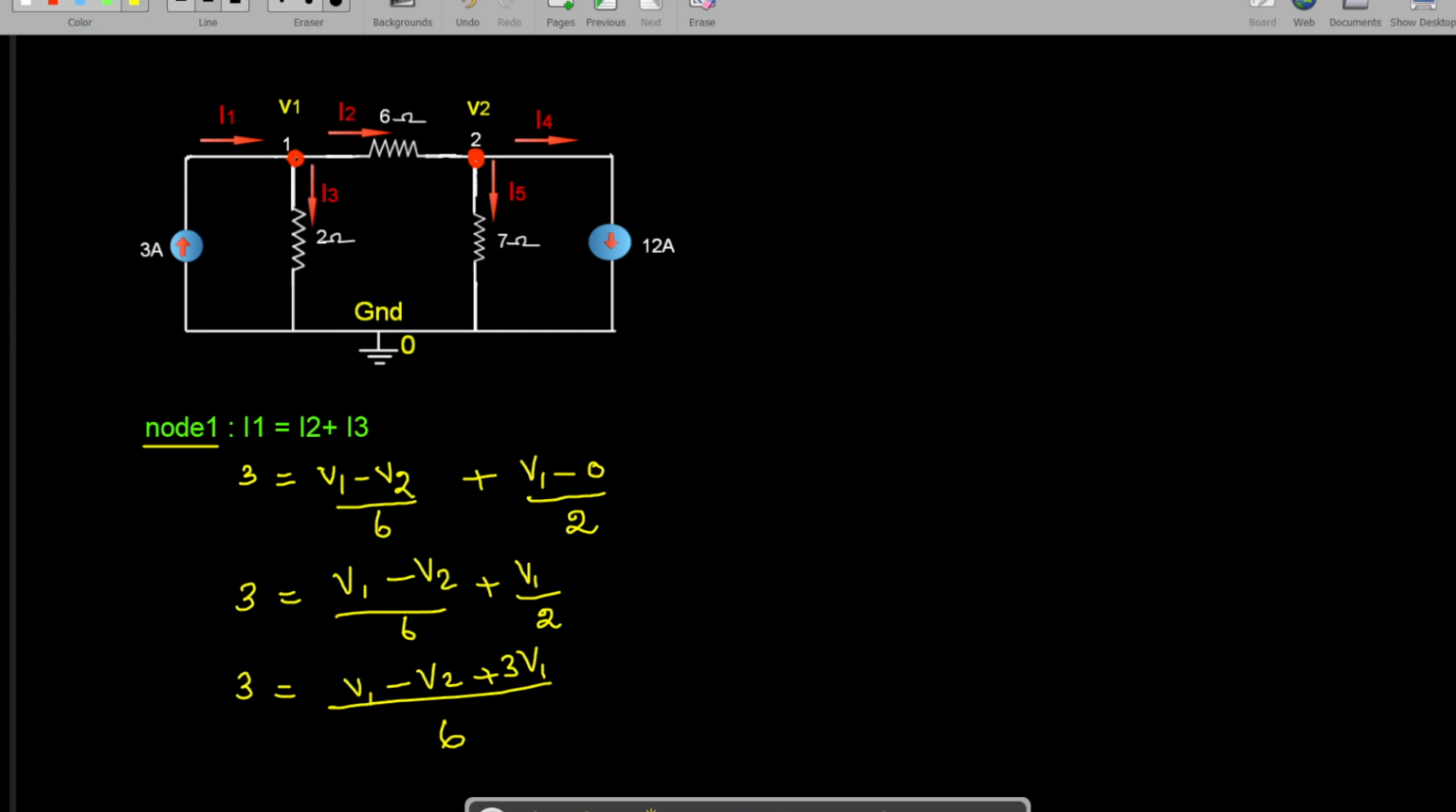If you cross multiply 3 and 6, you will get it as 18. 18 is equal to 4V1 minus V2. So we rearrange it like 4V1 minus V2 is equal to 18. This is our first equation.